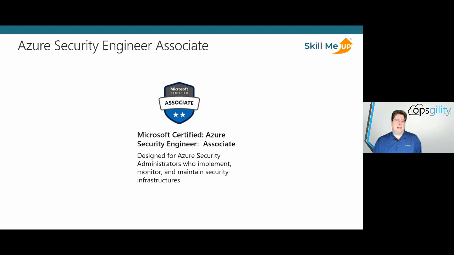And once you pass the Azure AZ-500 exam for the Azure Security Engineer Associate, you will earn your associate badge and be recognized as a Microsoft certified Azure Security Engineer Associate. So you only have to take the one exam to do that.